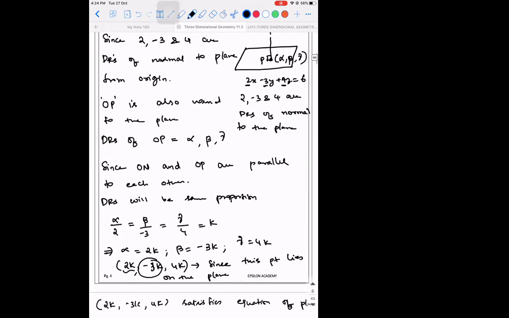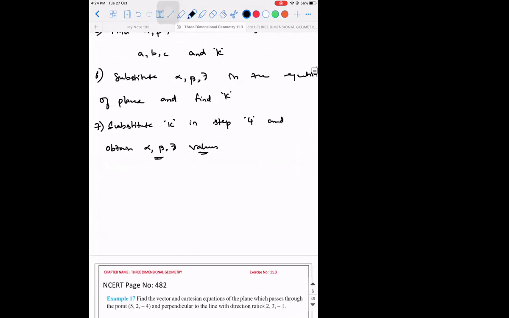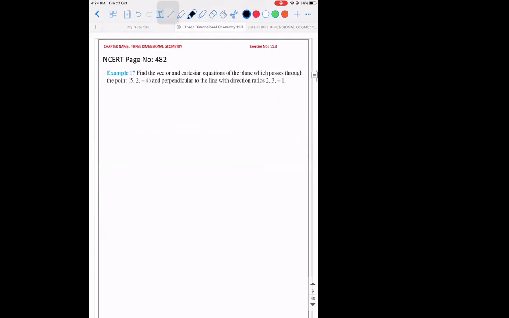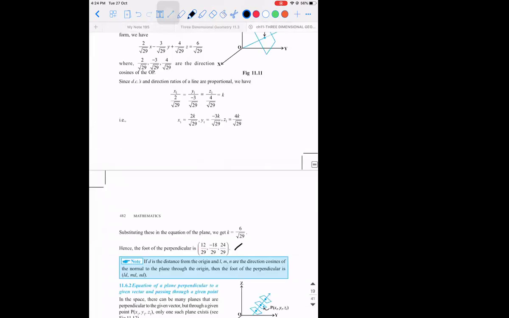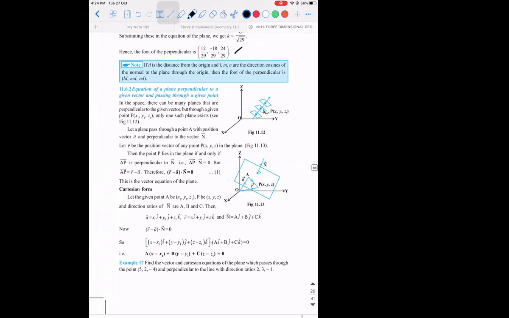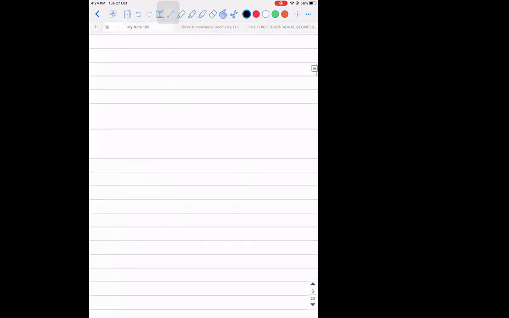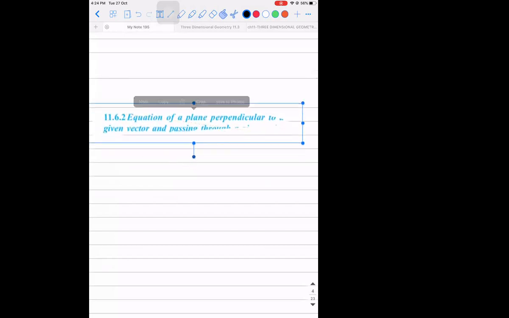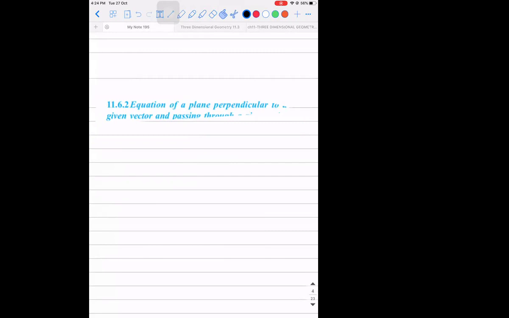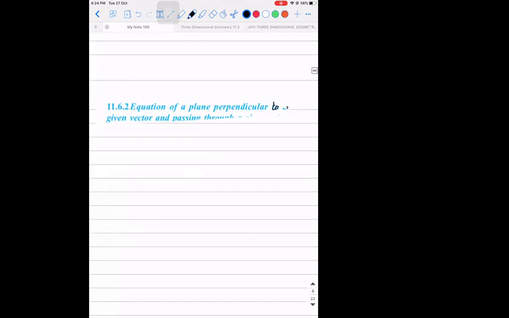So the problem seems to be big, but it is not. If you follow these 7 steps, you'll get the answer. Till now we have seen everything related to the normal form. Now we'll go to the next form. What is the next form? Equation of a plane perpendicular to a given vector and passing through a given point. So we need to write the equation of a plane which is perpendicular to a given vector and passing through a point.